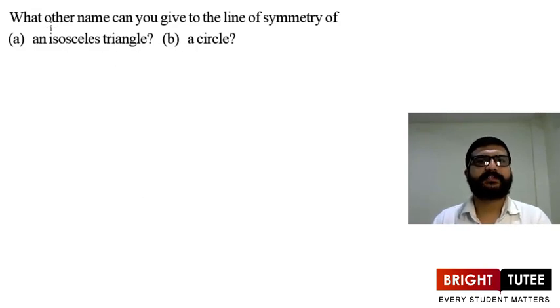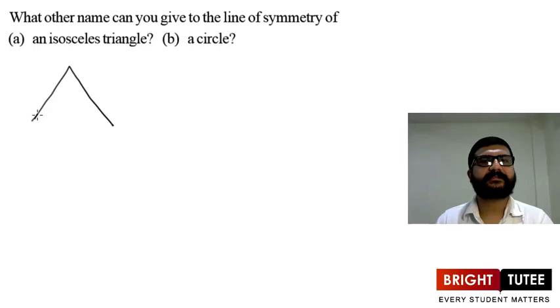Now here is the last question of this session. The question is, what other name can you give to the line of symmetry of an isosceles triangle and a circle? Suppose we have an isosceles triangle like this, and in this, these two sides are equal, then the line of symmetry was like this. Now what can we name this line of symmetry as? If this is the line of symmetry, it means when we fold this triangle along this line, both the halves will coincide with each other.